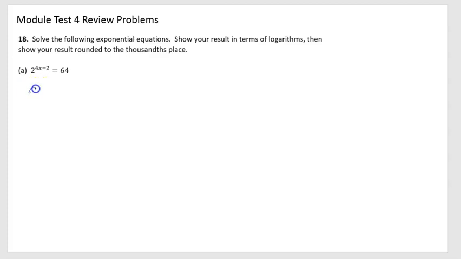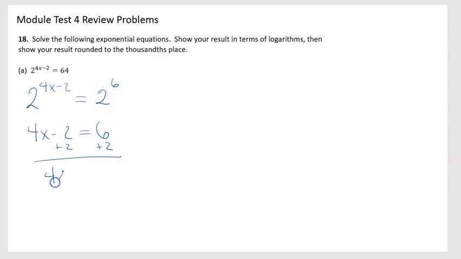But you could also write this with a common base. So what I mean is you have 2 to the 4x minus 2. The 64 can be written as 2 to the 6th power, because 2 to the 6th is 64. Now, when you have a common base, then you can set the exponents equal to each other and solve that equation. So in this case, we can add 2 to both sides of the equation. Got 4x is equal to 8.